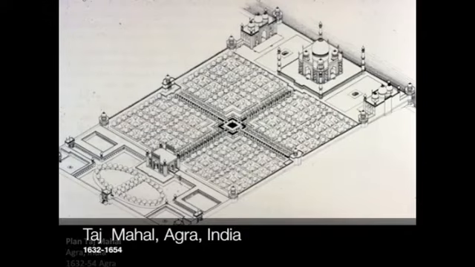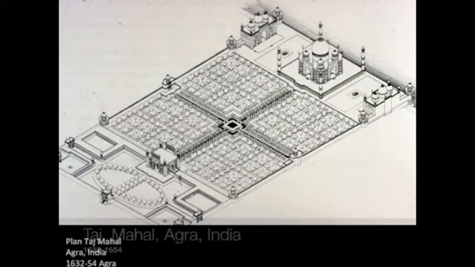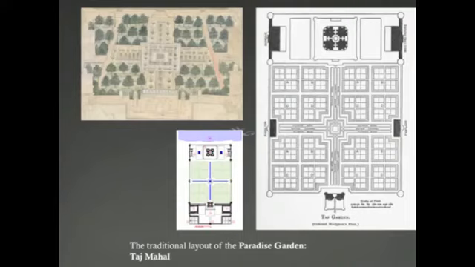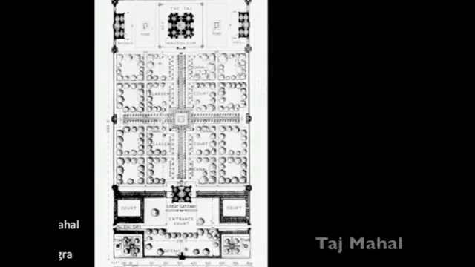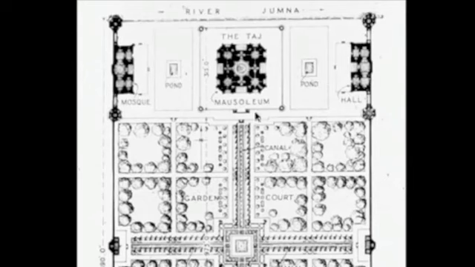Here's the general layout of the garden plan of the Taj Mahal. And oh my goodness, it's a paradise garden. Look at that. The plan of the Taj Mahal itself, the structure, becomes another recursion of the overall plan of the garden. And even the plan of the towers of the Taj Mahal become a denser, smaller, more tightly knit recursion of the overall plan of the garden itself.